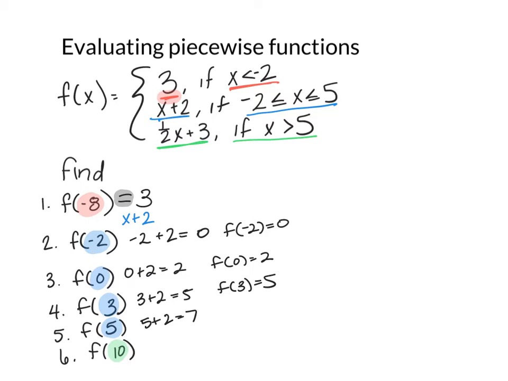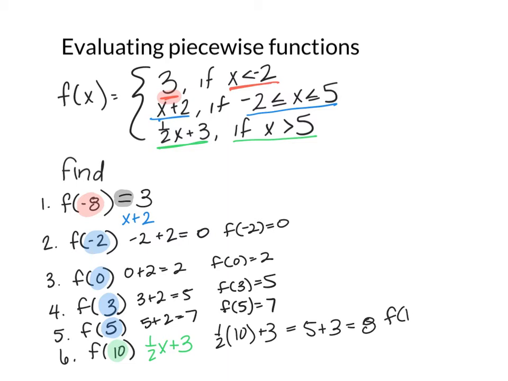And that's f of 5 equals 7. And now the green equation is the last one, 1/2 x plus 3. So I get 1/2 of 10 plus 3, which is equal to 5 plus 3, equals 8. So f of 10 equals 8.